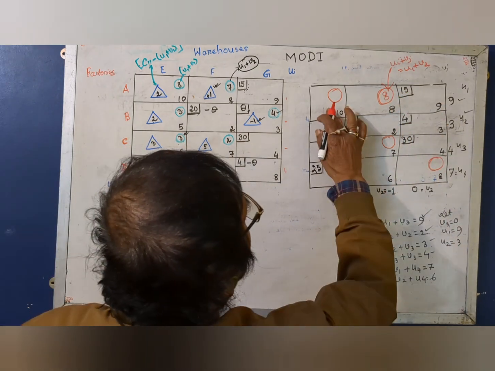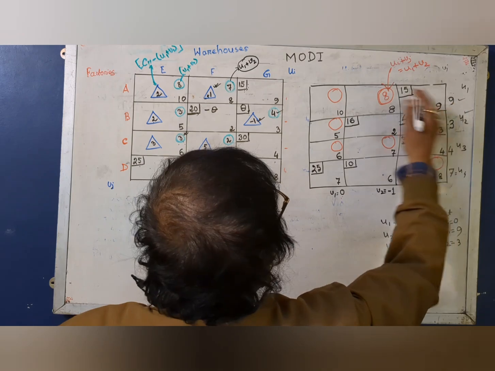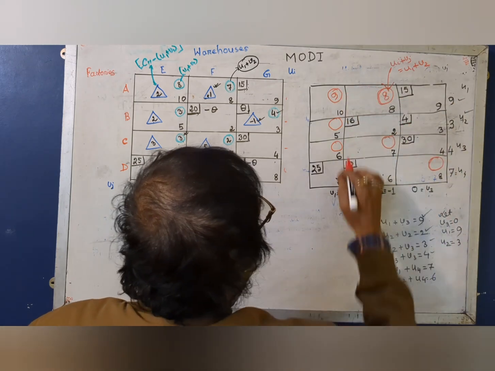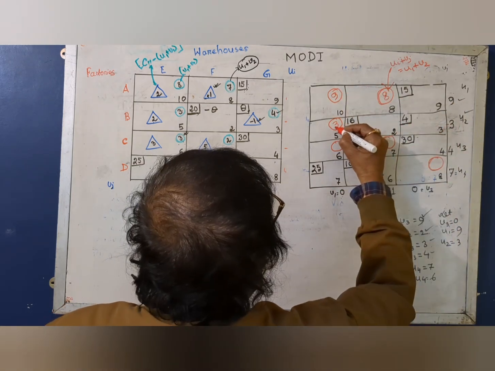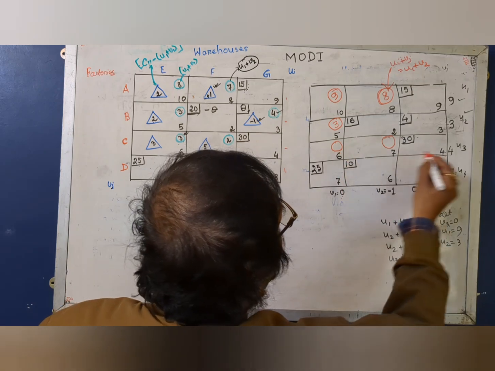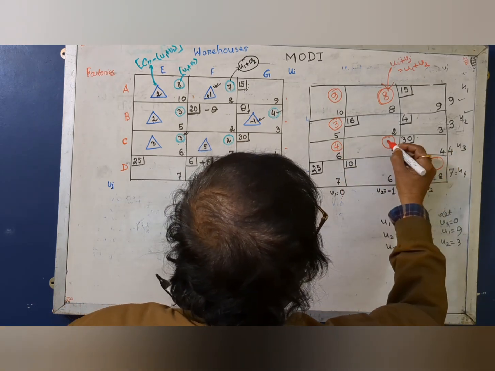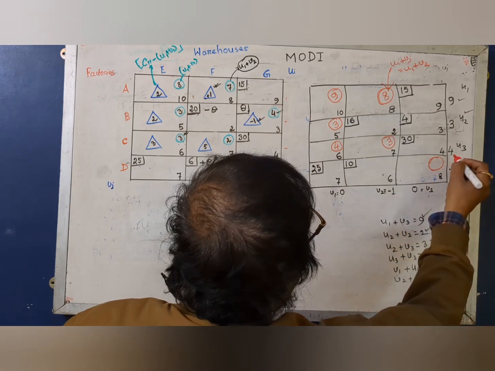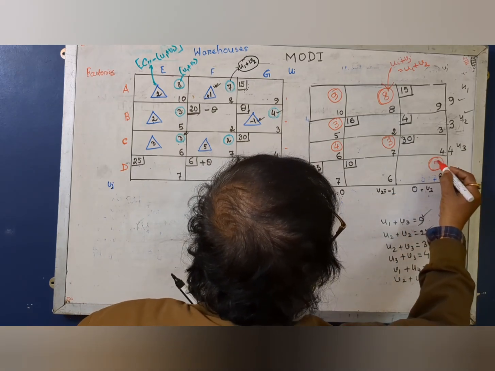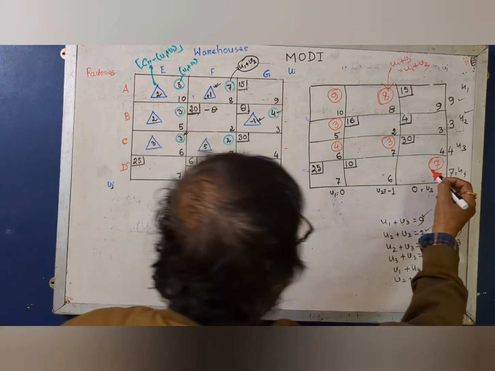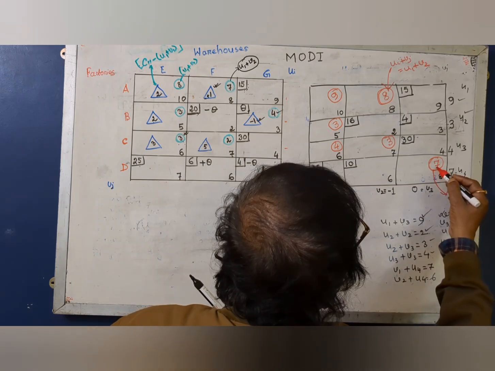And in this case, you can check 0 plus 9. This is 9. Next, 0 plus 3. This is equal to 3. And this is 0 plus 4. That's why this is equal to 4. Minus 1 plus 4. This is 3. This is 0 plus 7. That's why 7. I am explaining how this means Ui plus Vj.